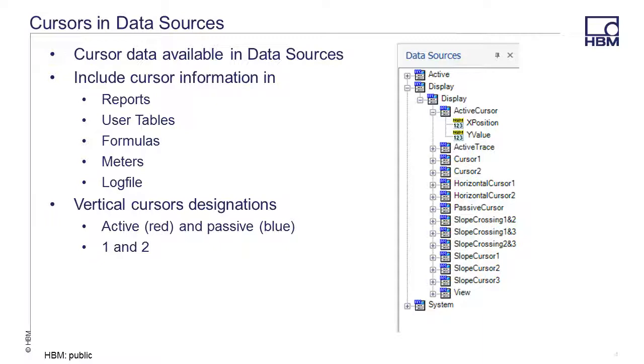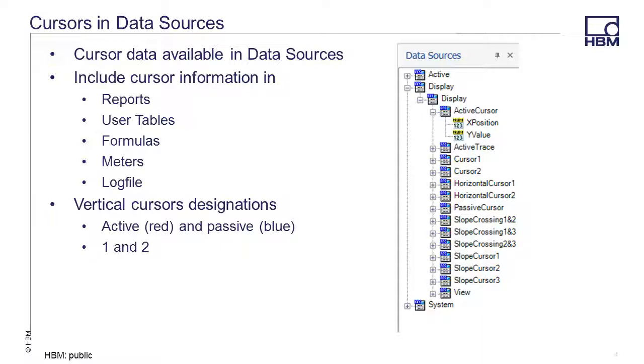Cursor data, meaning the X position and Y value for the cursor location, are available in the display data source. Under the main display data source, you will have an entry for each display present in the Perception workbench. In this example, you can see the main display data source. It is expanded to show the single display that is in my workbench. By expanding the display data source, I see all the different types of cursors. Expanding each option shows the X position and Y value options.